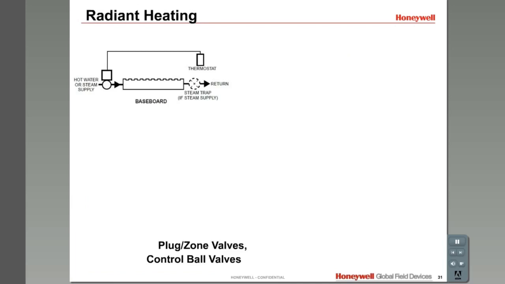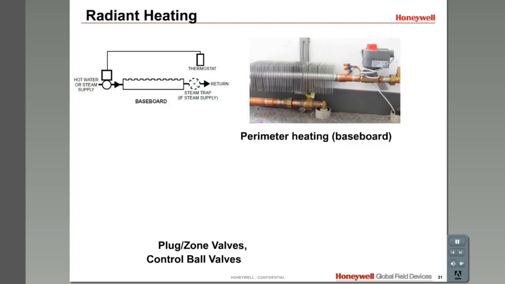Next, I will talk about radiant heating. A common type is baseboard heating that has been used in homes for many years. In commercial applications, it is often referred to as perimeter heating. It is hot water that flows through a pipe with fins that warms the air with radiant and convective heat.